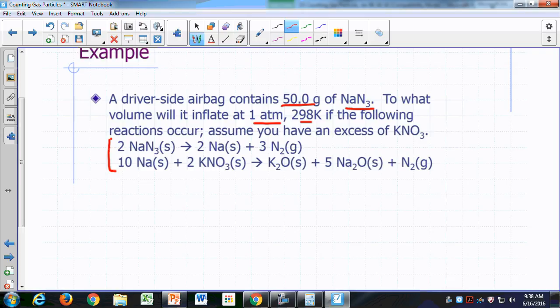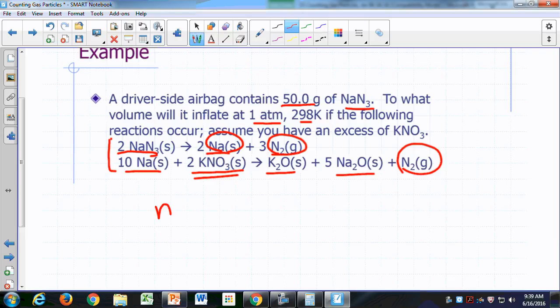So what happens is your sodium azide will decompose into sodium and nitrogen gas. It's this nitrogen gas that causes your airbag to inflate. Then the sodium that you produce will further react with something else in your airbag, potassium nitrate. That will give you potassium oxide, sodium oxide, and even more nitrogen. These equations are already balanced for you, so all you have to do is solve for the amount of nitrogen that you're going to get.